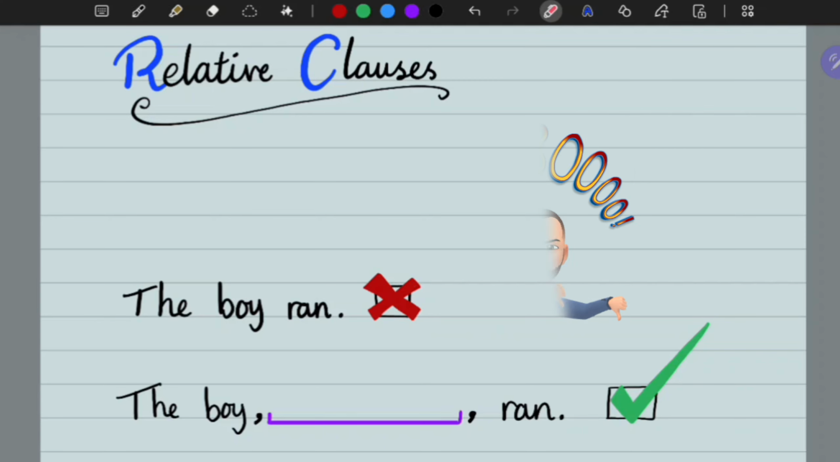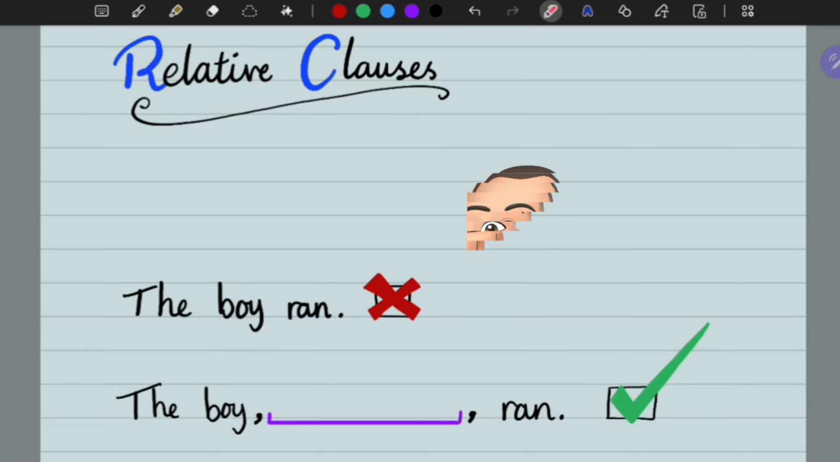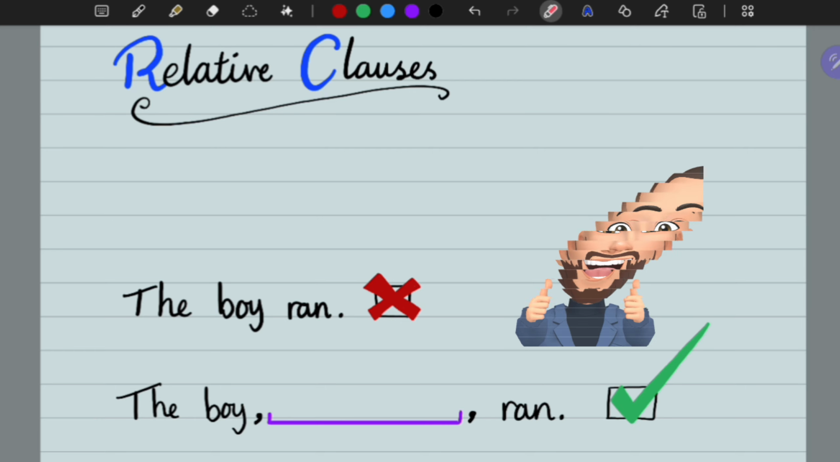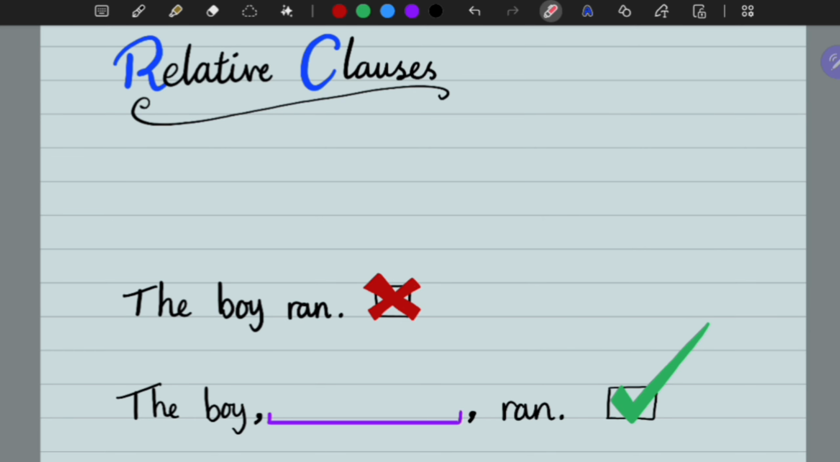Now, most people write simple sentences. Here we are, the boy ran. But today I'm going to show you how to turn a basic sentence into a masterpiece using one simple trick, a relative clause. It's like adding an upgrade to your nouns. By the end of this video, you'll be using these to level up your writing and give more information in your sentences. So let's get into it.